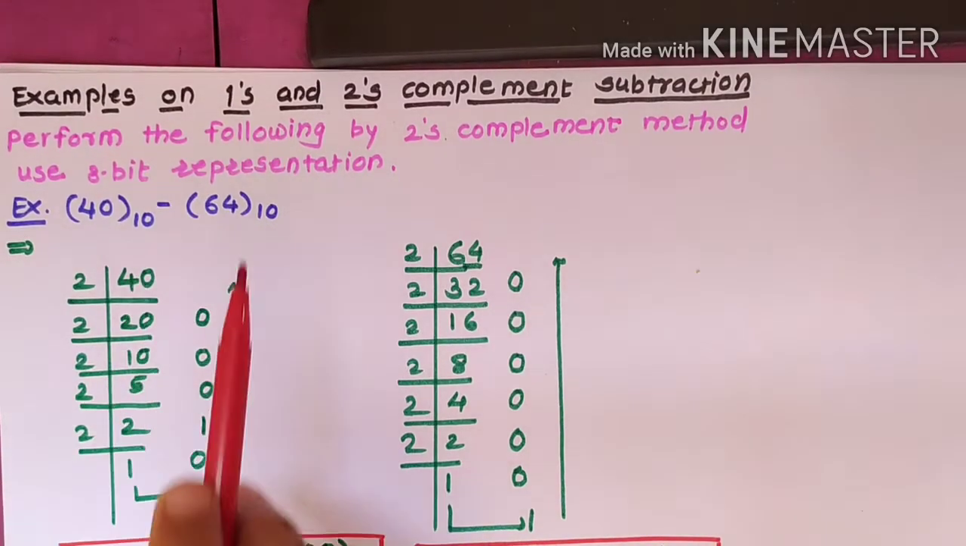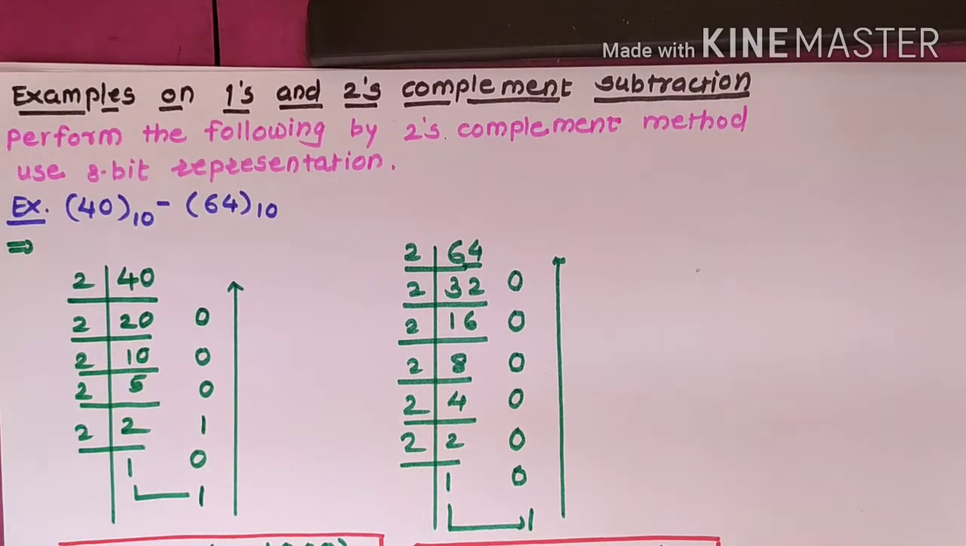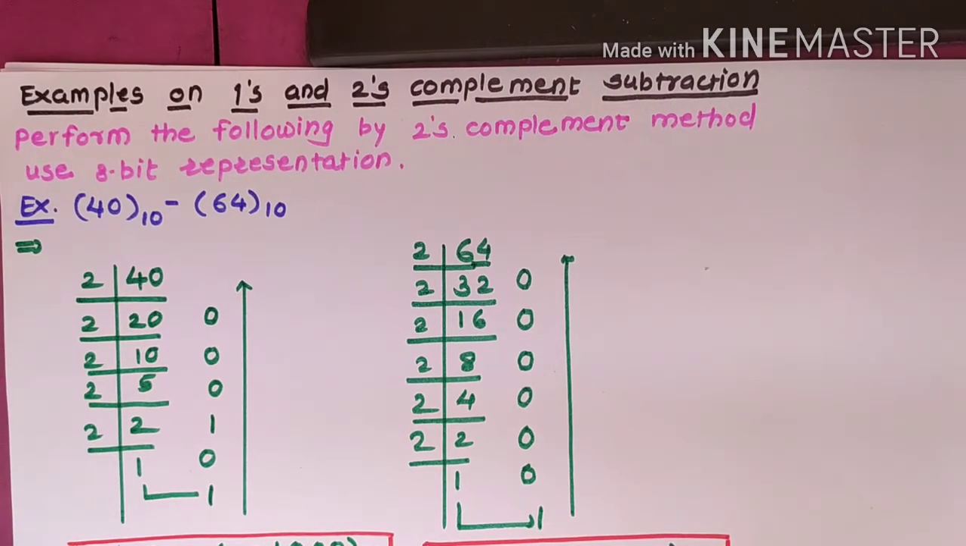Hi students, in the previous lecture we have studied ones complement and twos complement binary subtraction and some examples. In today's lecture we are going to learn about some different examples of ones complement and twos complement subtraction. Now let us see this first example.